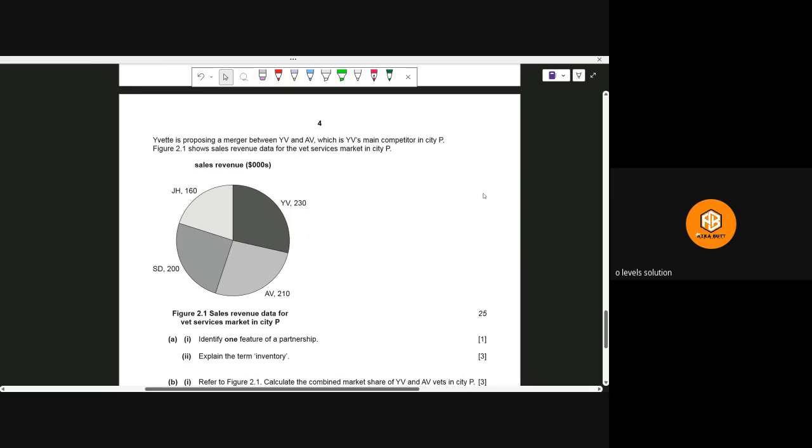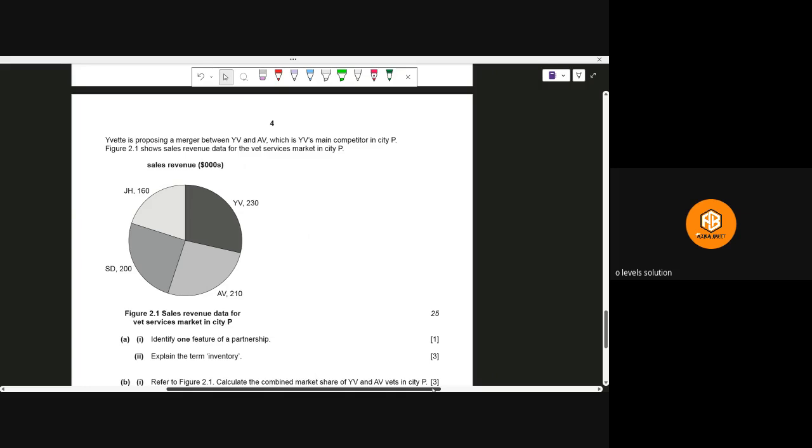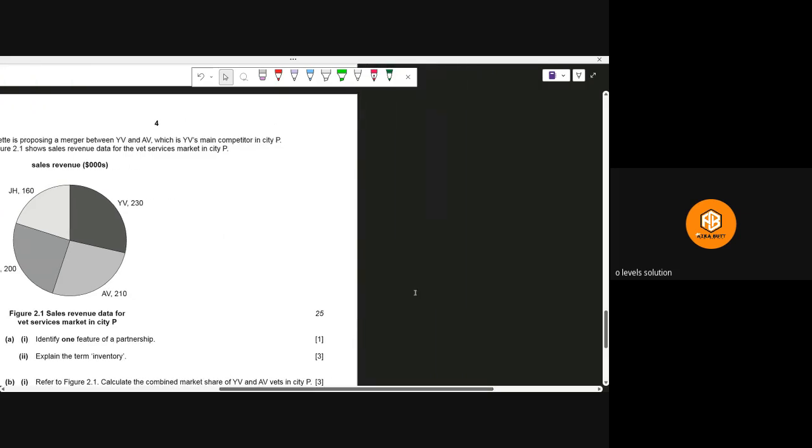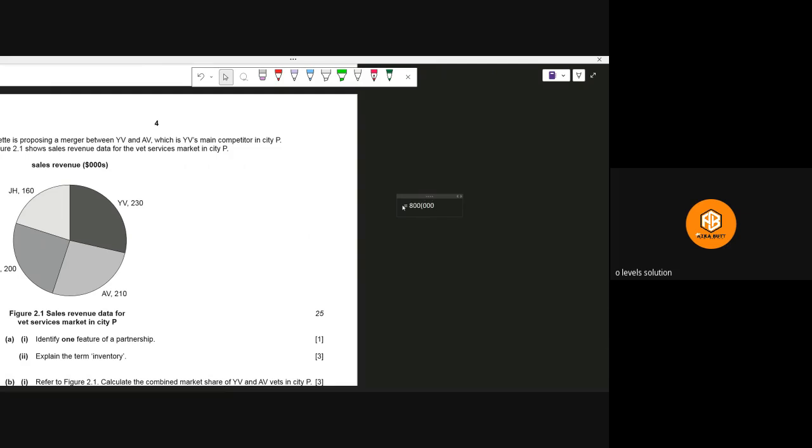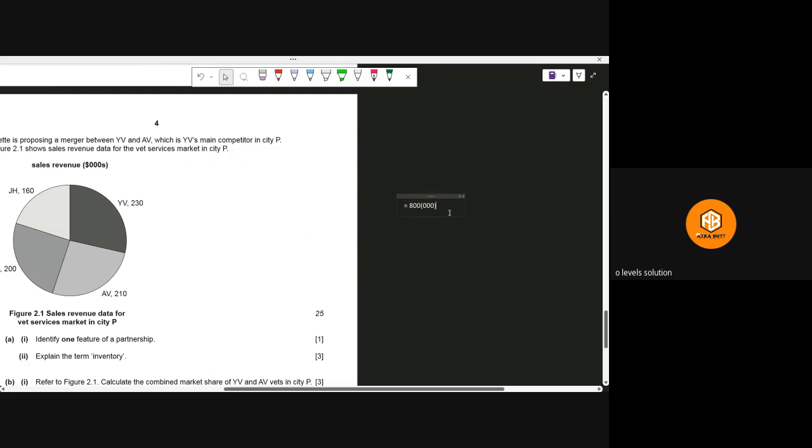But first of all, we have to see what is the total sales. It means that we will add 160 plus 230 plus 200 plus 210. This will become 800. This is the total sales, the whole market. $800,000. So now we need to combine the sales of YV and AV. So 230 plus 210 is 440. This is for the YV and AV because we need to find out the market share for only these two.